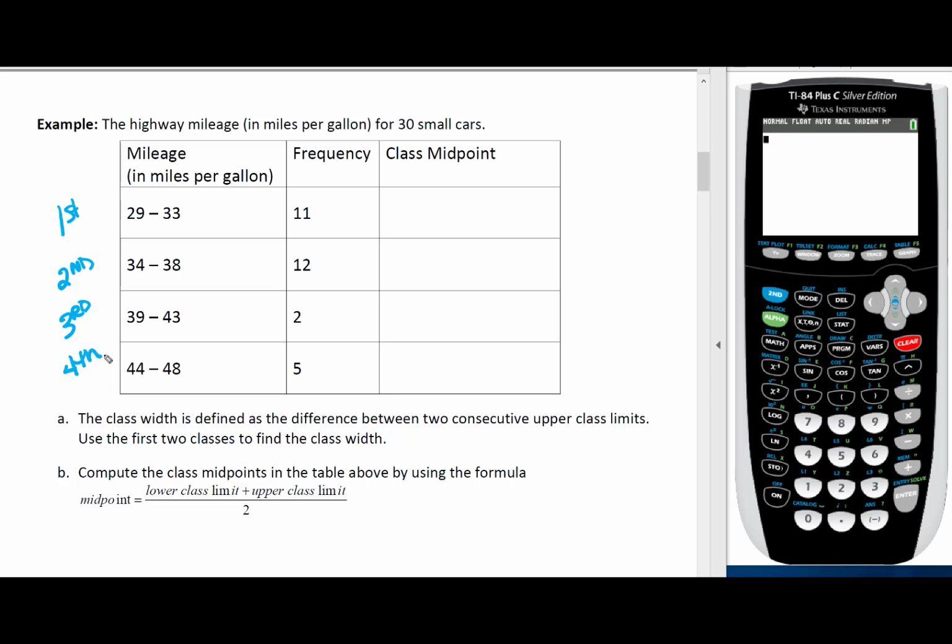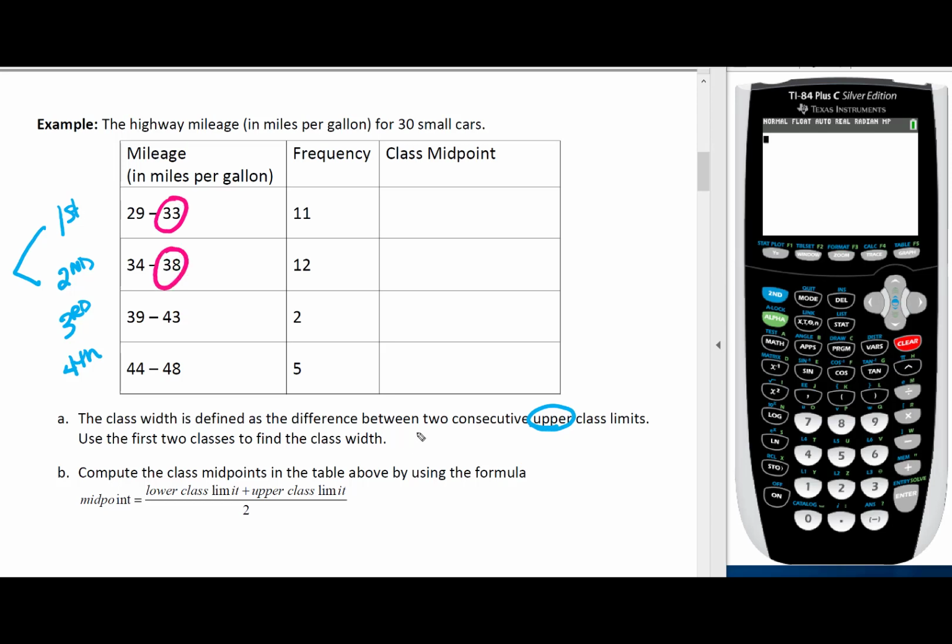So the first thing that we have to do is it asks us, the class width is defined as the difference between 2 consecutive, and we're going to use the upper class limits. Use the first 2 classes to find the class width. So in this case, the upper class limits are going to be the 33 and the 38.